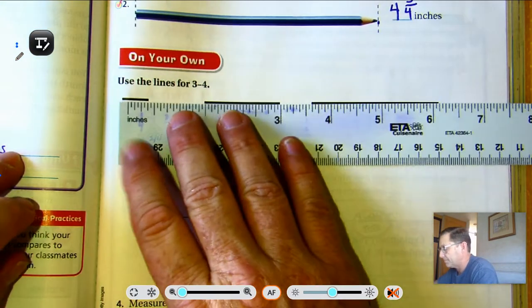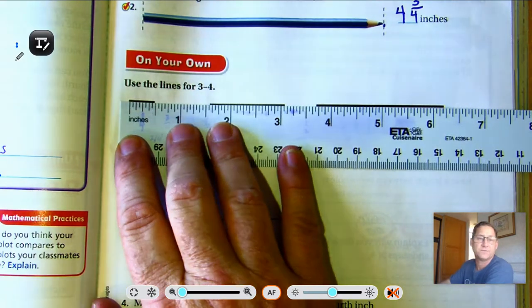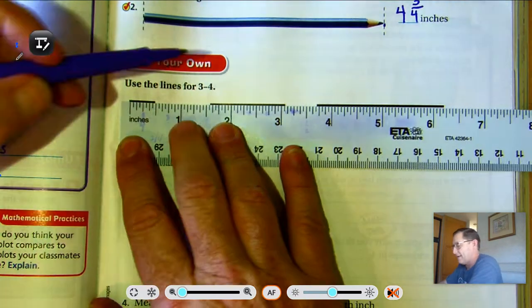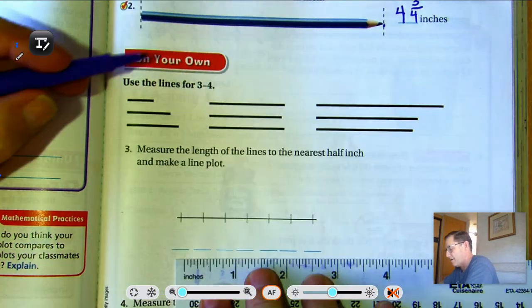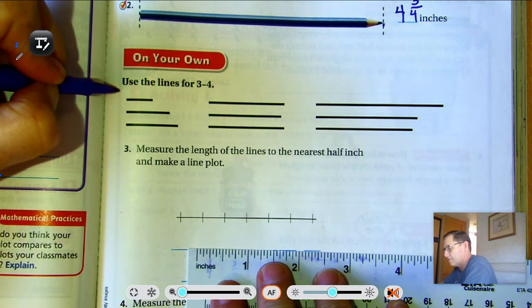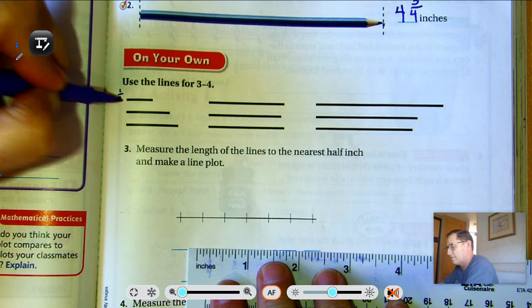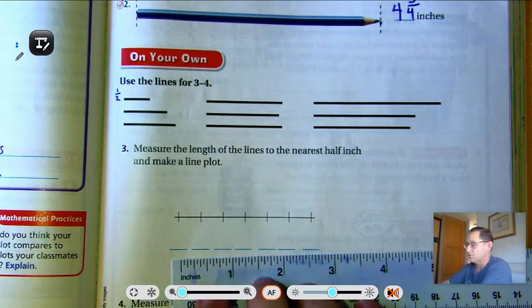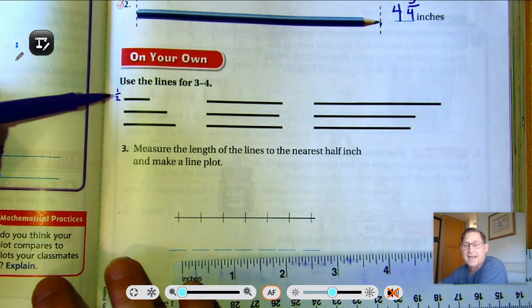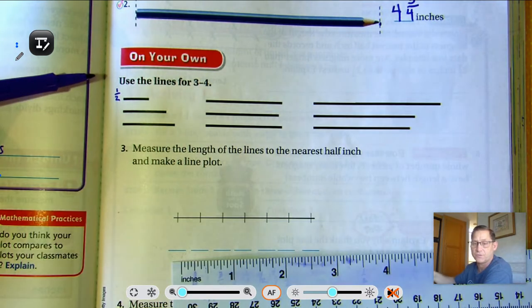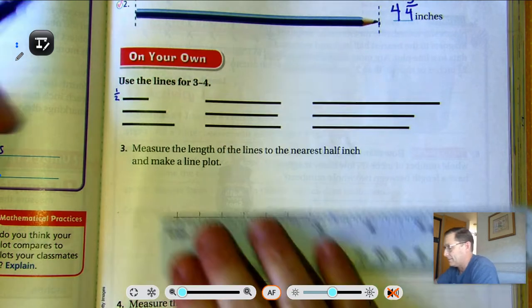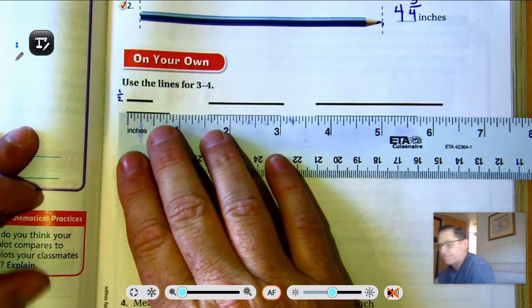All right, so let's line up the marks with 0, and it's right in the middle of 1/2, right? I'm going to put the ½ inches on the left-hand side, and then when I measure to the 1/4 inches, I'm going to put those on the right-hand side. All right, so the first one's ½ inch.